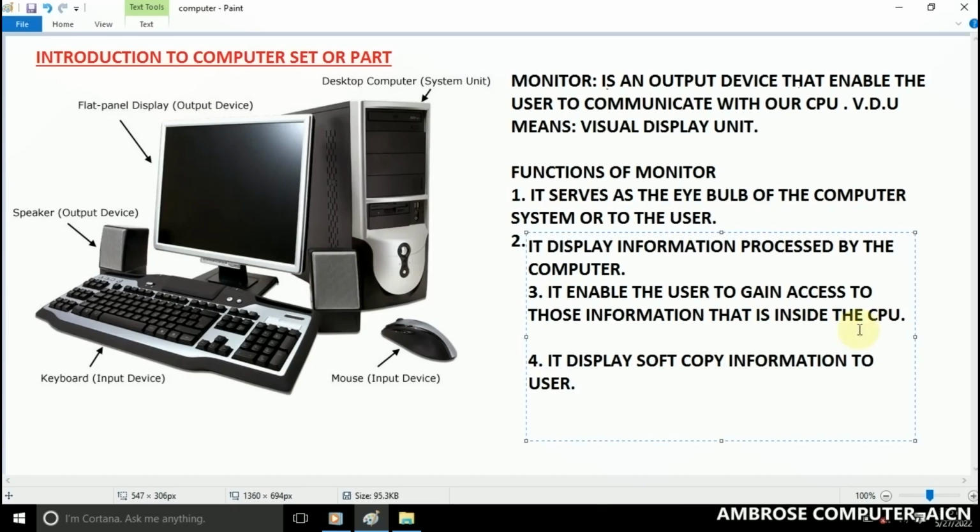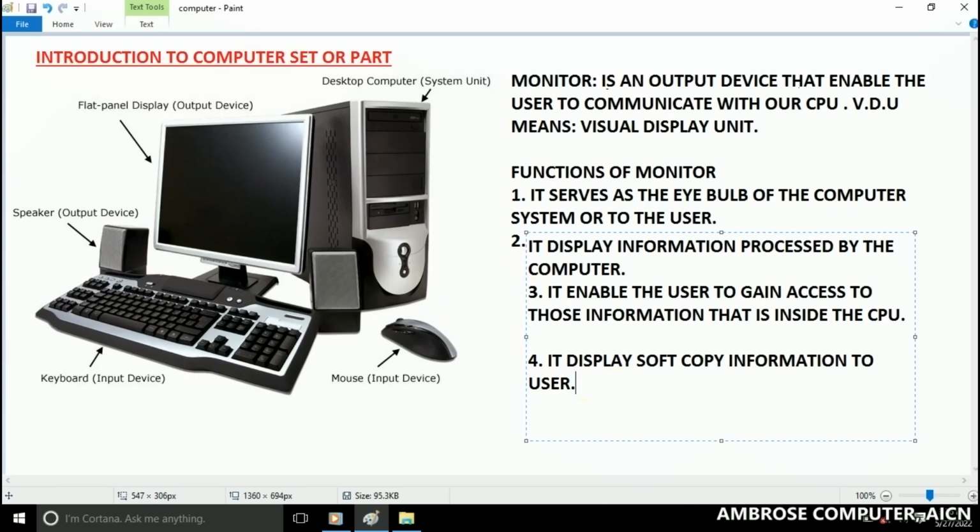So that is one of the major functions of this monitor. I believe you understand what I mean by monitor now. Okay, in case you don't understand, try as much as possible to play back the video or rewind it in order to gain more understanding about what I mean by monitor.